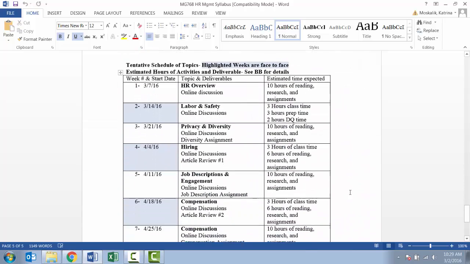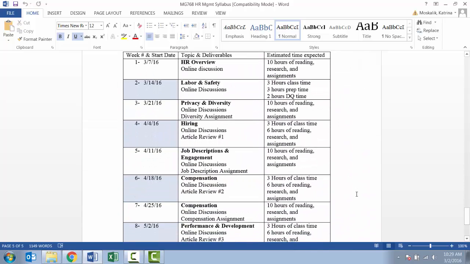The last sheet here is your calendar. Now this might change. I don't foresee it changing, but just as a caveat, it might. All of our discussion prompts are due Wednesday night. All of our article reviews are due Friday night, and our assignments are due Sunday night, with one major caveat.